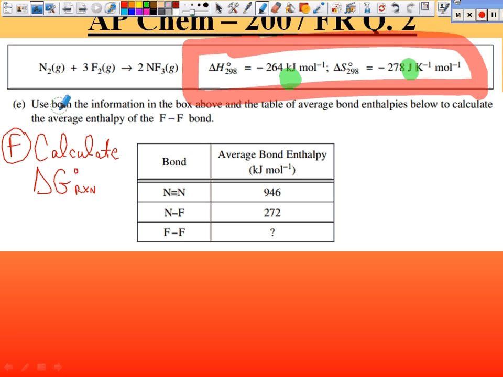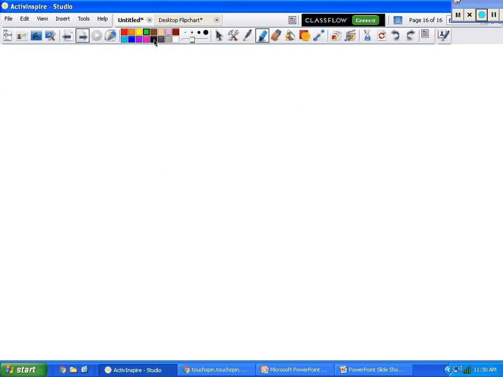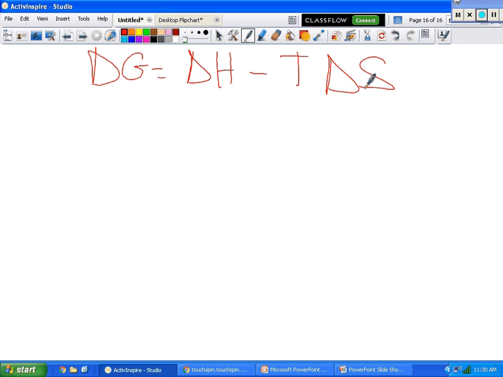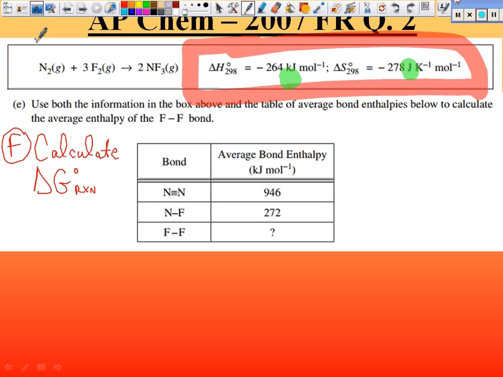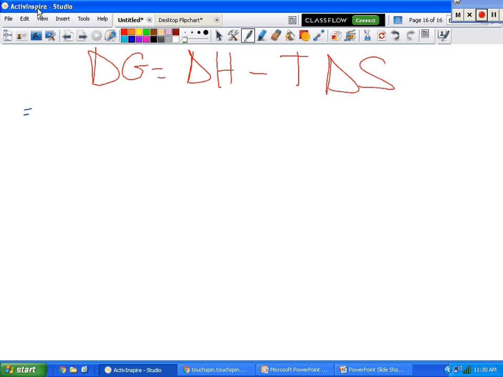So when we now look at this, I'm going to change screens and we're going to go to it one more time. So we've got delta G equals delta H minus T delta S. All right. So the delta H value that they gave you was negative 264 kilojoules per mole. So we need to get that in joules, which would be what? What is that in joules?